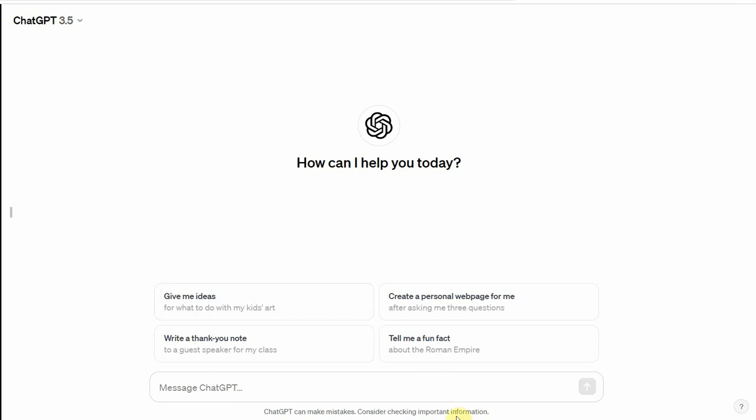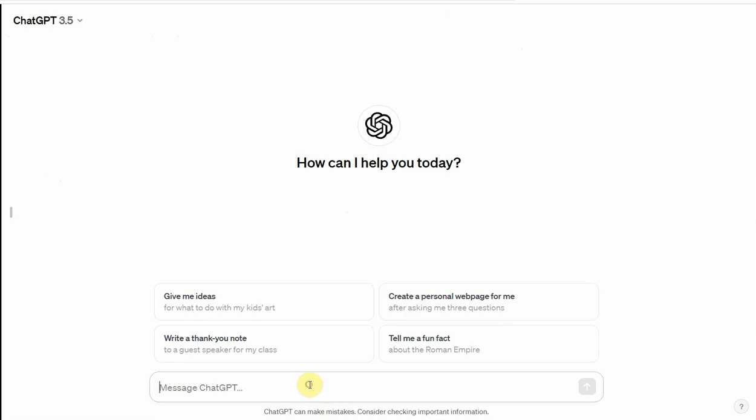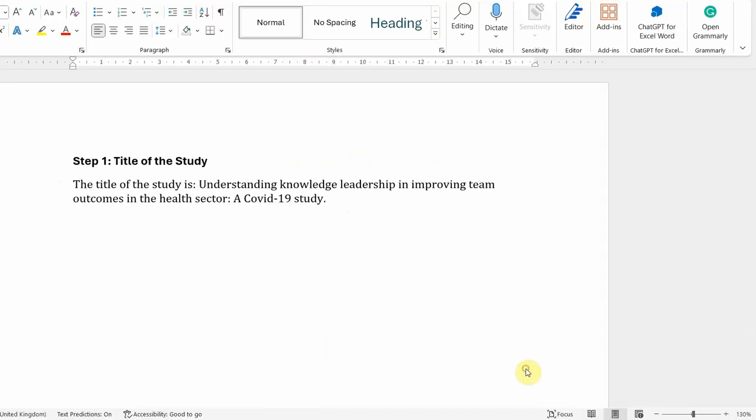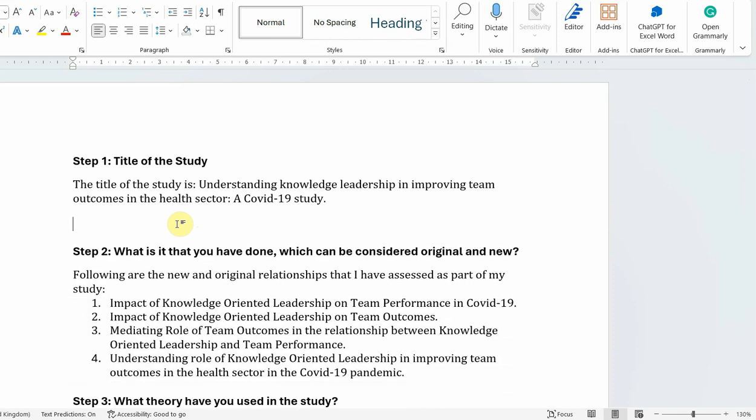Now, how do I do it if I want to do it? So step one, the title of the study. So my title of the study is this. Let me give ChatGPT the title of the study. Now the second step. This is the step 2.